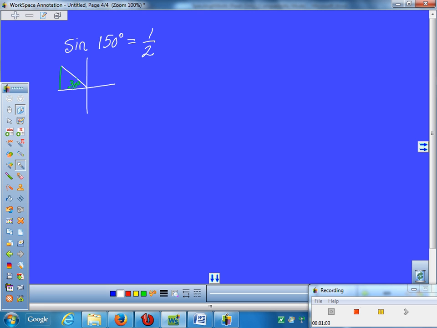Everywhere in the third quadrant, it would be a negative 1/2. You're going to have to watch that like a bazillion times. So it's the same thing, our reference angle is still 30. Yes, your reference angle is still 30.